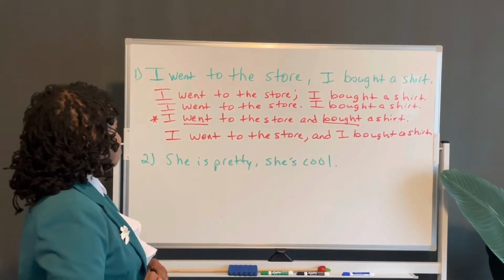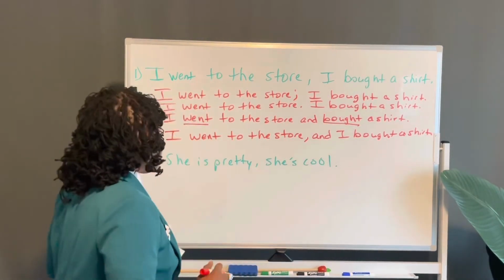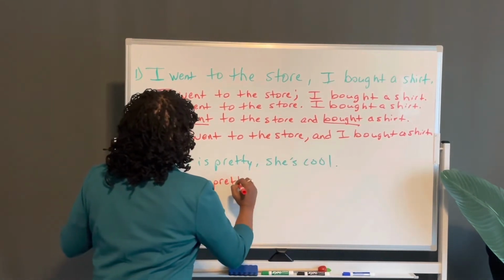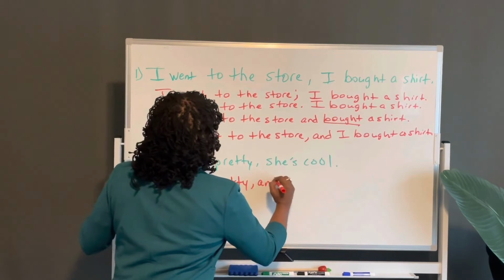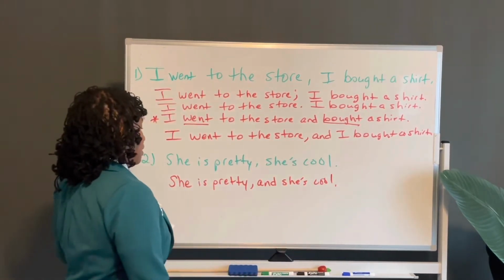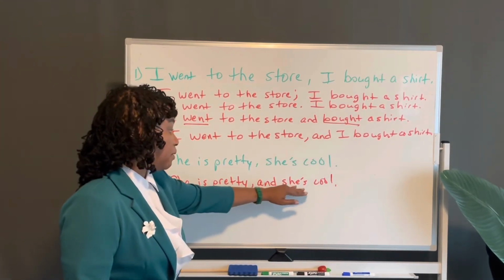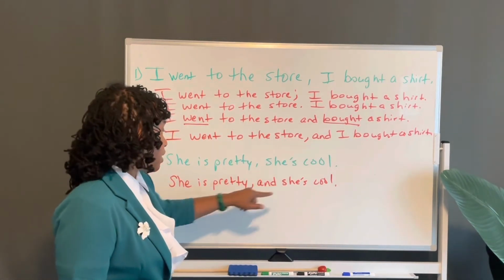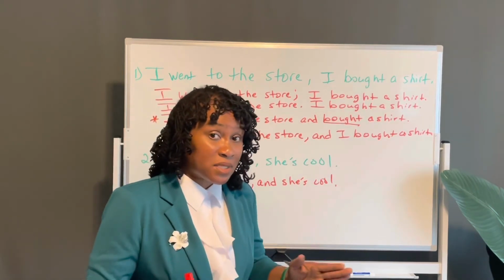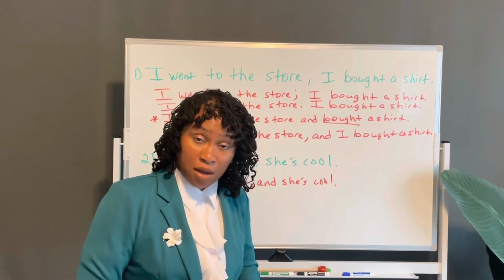All right, this is a comma splice because we have 2 independent clauses, so let's fix it. She is pretty, comma, and she's cool. Okay? So I had to use a conjunction and a comma because I still have the subject here. She is the subject. She's the subject. So when there's 2 subjects and 2 verbs, those are multiple sentences. A comma would not suffice. Either a semicolon, a conjunction and a comma, or a period.